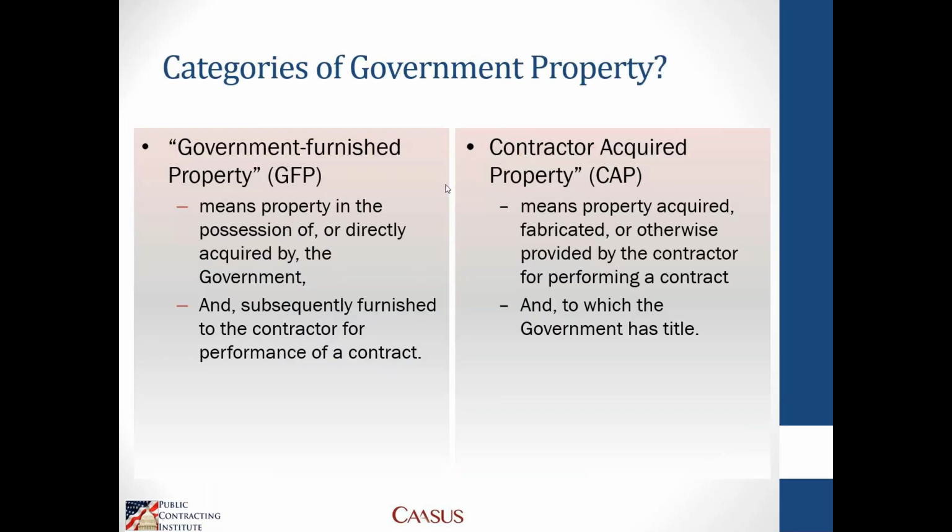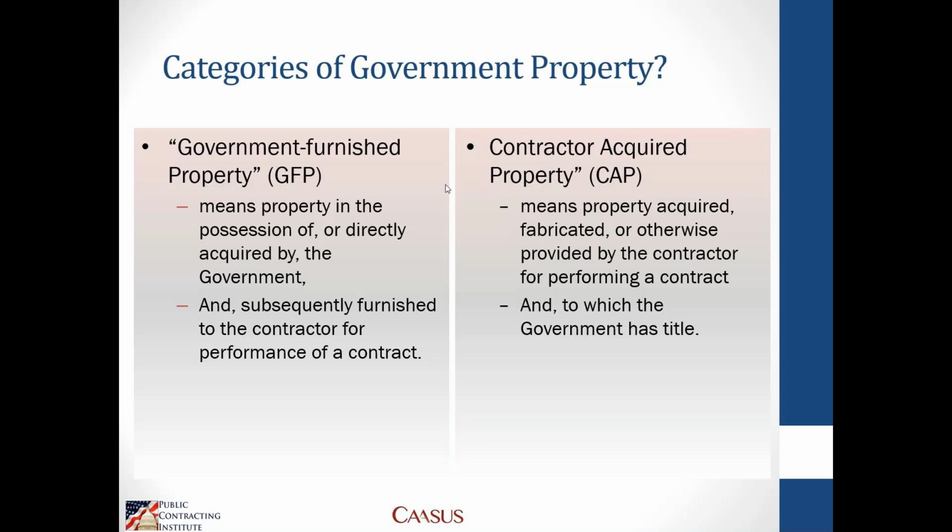So the main difference between government furnished property, frequently referred to as GFP, sometimes people refer to it as GFE, government furnished equipment, and contractor acquired property, sometimes also referred to as CAM, contractor acquired material, or CAE, contractor acquired equipment. Again, all those designations are subsumed under these two main categories.